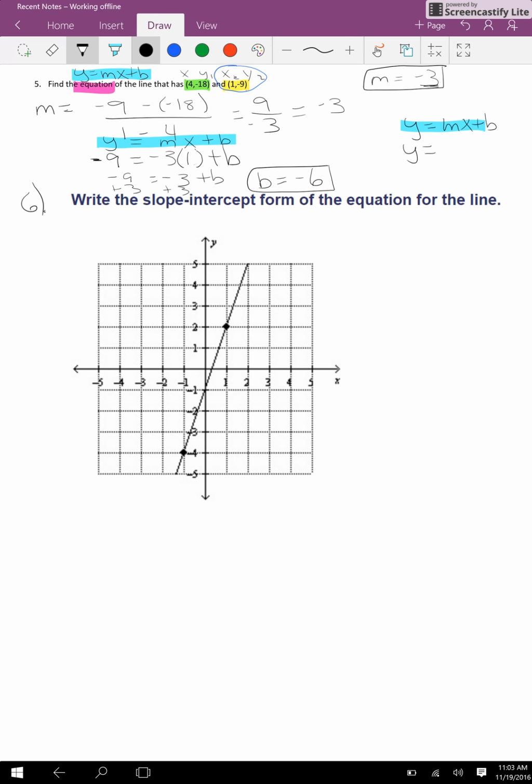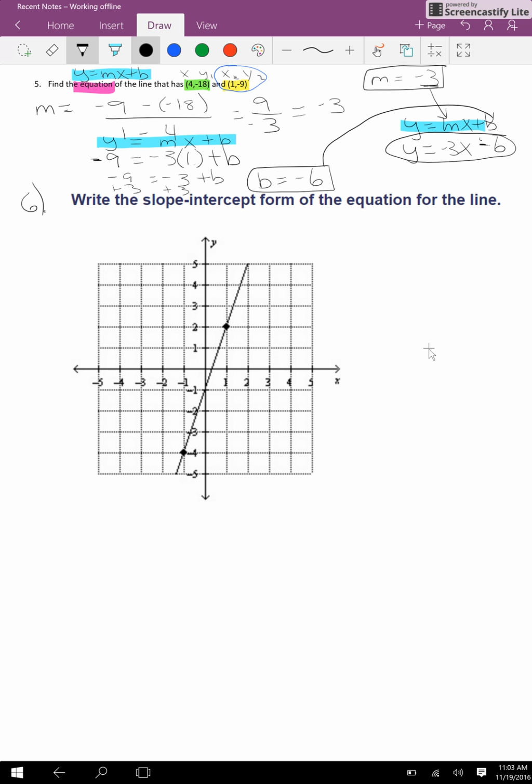Now we write the y, we have our m, and now we have our b value. So here's our equation. Now for number 6, we're given a graph.